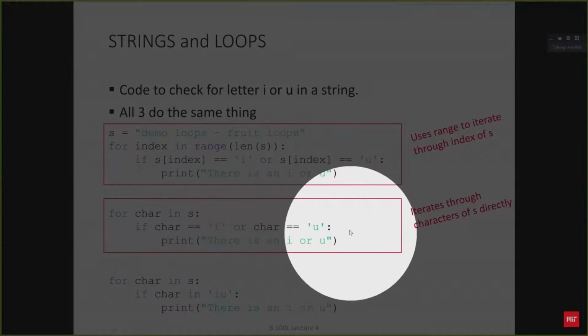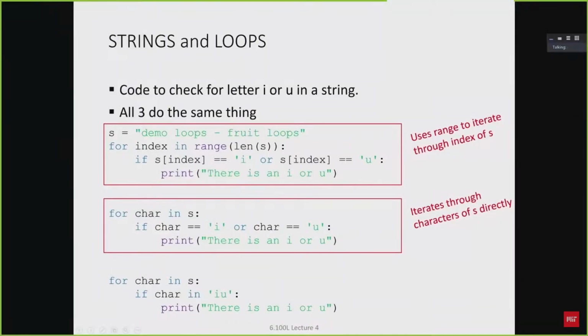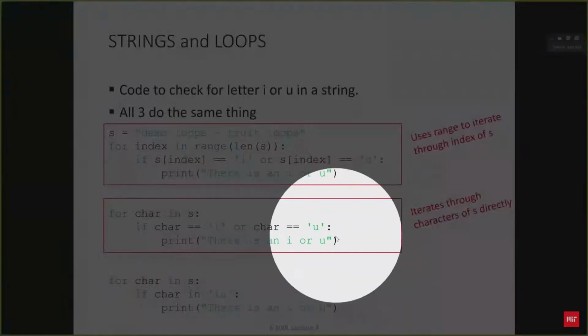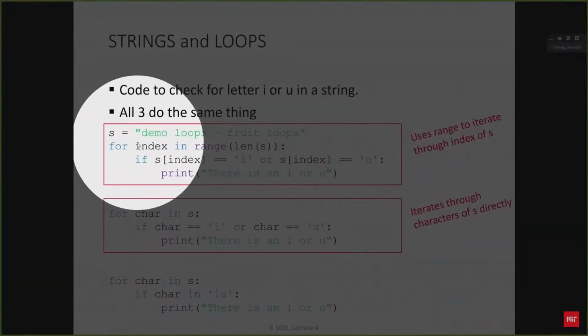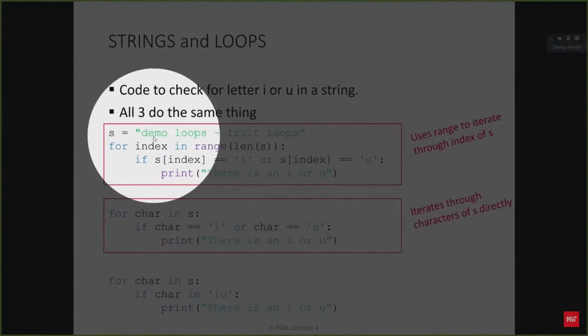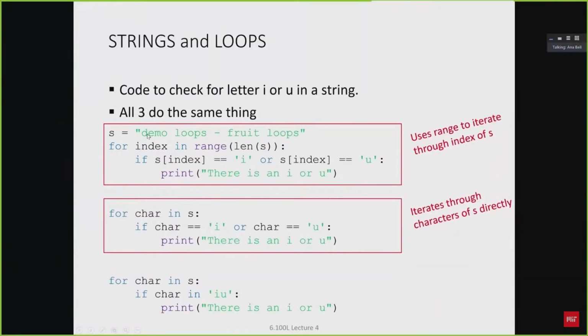The middle box right here has our for loop iterating through each character in the string directly. So no longer are we looking at the index, 0 through 12, but we're looking at the letter directly. Our loop variable, which I called char, but you can call whatever you'd like, is now going to take on values that are the letters themselves, one at a time. The first time through the loop, char will be lowercase d. The next time, char will be lowercase e. The next time, char will be lowercase m, and so on. So now we've got a sequence of values that's the letters directly.